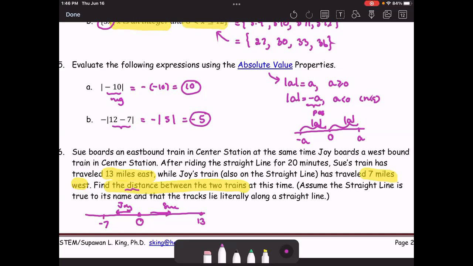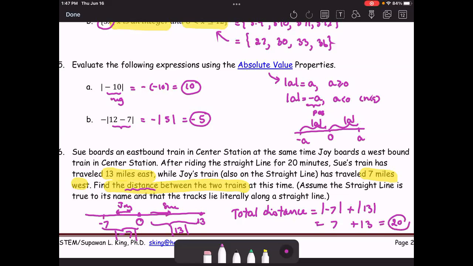The question asks for the distance between the two trains. So the distance between Joy's train and the Central Station would be the absolute value of negative 7. The distance between the Central Station and Sue's train would be the absolute value of 13. So then the total distance between these two trains would be the absolute value of negative 7 plus the absolute value of 13, or 7 plus 13. The result is 20 miles apart.